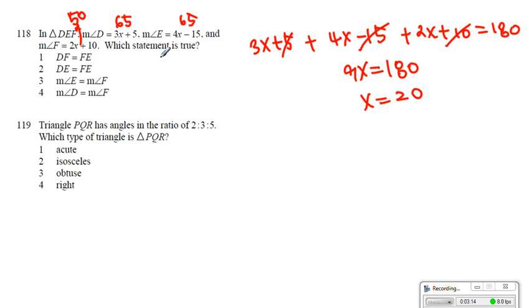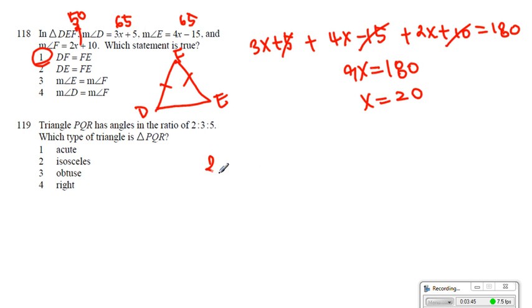And what does that mean? Then we are looking at angle D and E being the same. And we don't see that. So, if this is D and then this is E, those two angles are the same, then we get to realize that these two line segments must also be equal to each other, DF and EF.